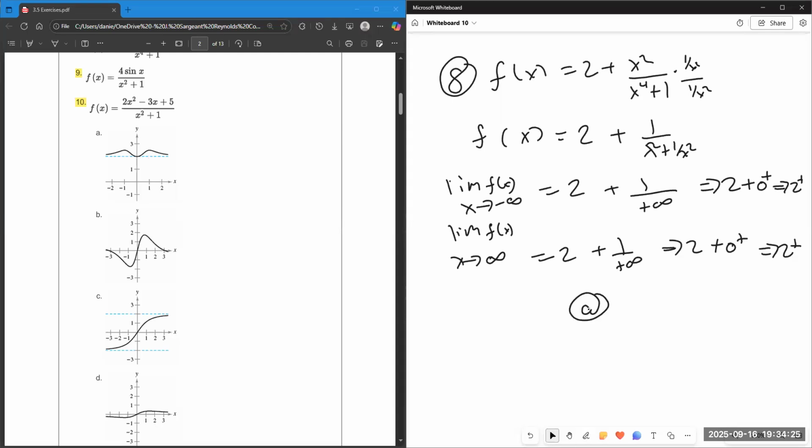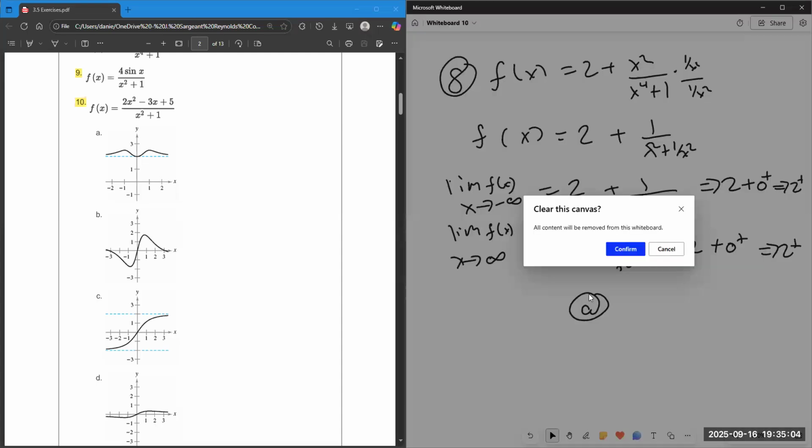There are not going to be any x-intercepts here, because when I let x be equal to 0, well, for my y-intercept, when x is 0, then we have 2 plus 0, which is 2. So there's my y-intercept. If I try and set everything equal to 0, this x squared over x to the 4th plus 1 is a positive over a positive, and it can't ever be equal to negative 2. So there are no x-intercepts there. Let's continue with number 9.